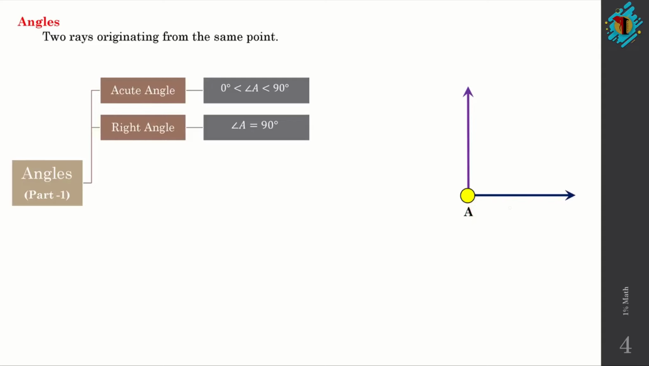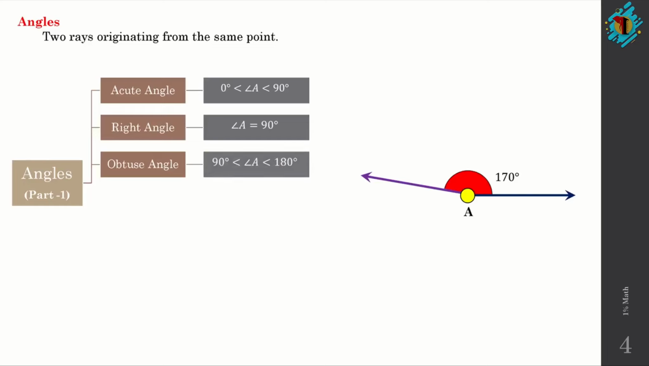The next one is obtuse angle. So you can guess it now. Obtuse angle means it should be more than 90 but less than 180. So you can see here, this angle is almost equal to, or we can say exactly equal to 170 degree. This is how we represent this as angle A is greater than 90 degree but less than 180 degree.